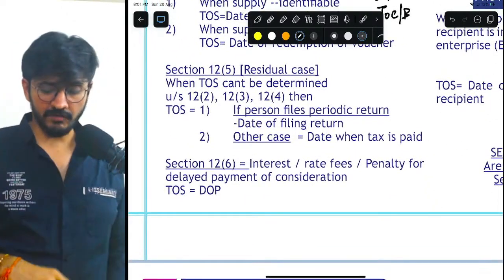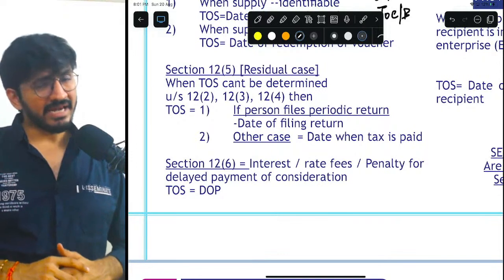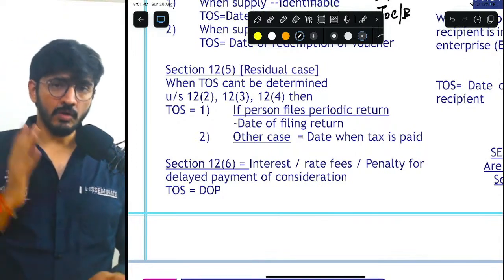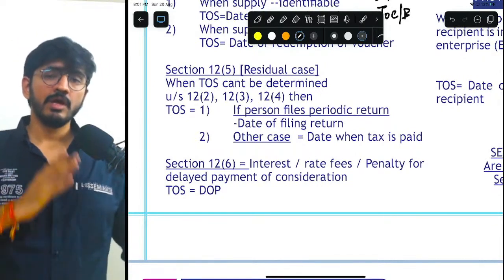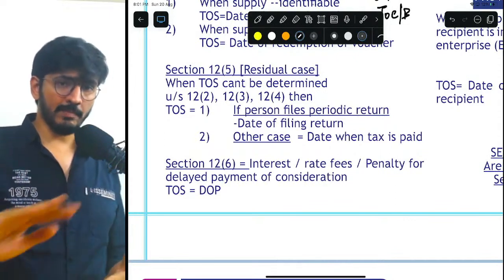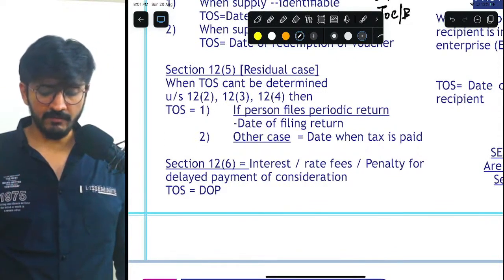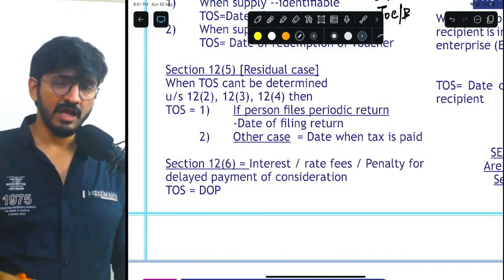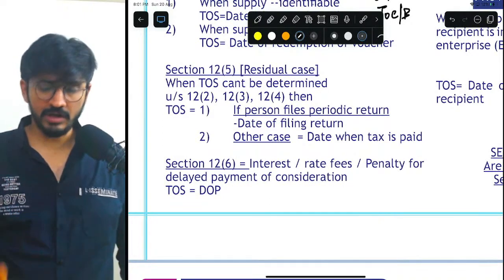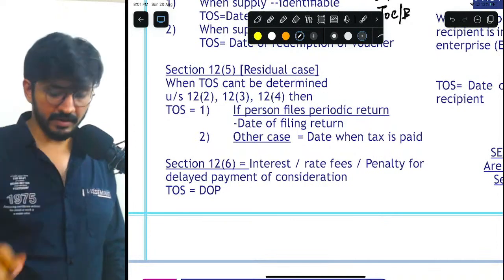So that's the logic. Correct. Next is 12 subsection 5, residual case. In residual case, they say if 12(2), 12(3), 12(4) are not applicable, then understand the time of supply will be, if the person files periodical return, the date of filing return. If not, the date when the tax is paid.